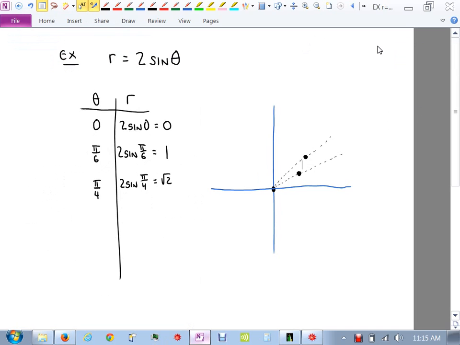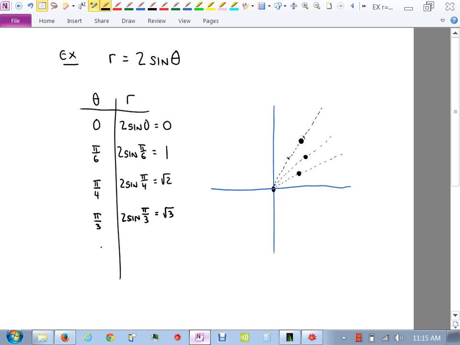Okay, so now the next one, let's go ahead and do pi over 3. 2 times sine of pi over 3. Sine of pi over 3 is root 3 over 2, so this would be root 3. What's square root of 3? 1.7 something. So at 60 degrees, we're at 1.7, almost 2. This would be 2, so it would probably be somewhere around in here. Again, I'm really just eyeballing this. I'm not doing a perfect job.